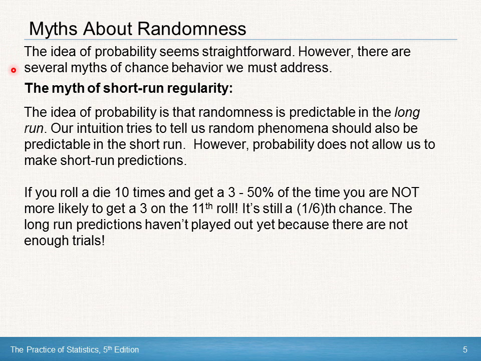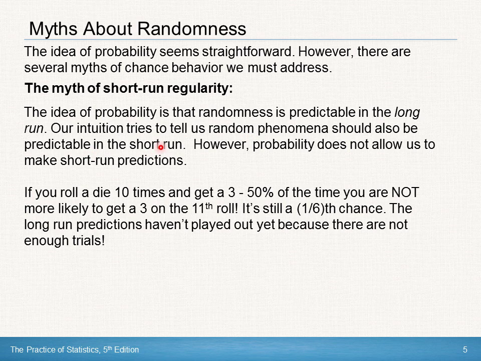All right, so the idea of probability seems pretty straightforward. However, there are a couple myths about chance behavior that we must address. So just be careful with this. The myth of short-run regularity. The idea of probability is that randomness is predictable in the long run. It is not predictable in the short run. Our intuition tells us that random phenomena should be predictable in the short run, but it's not.